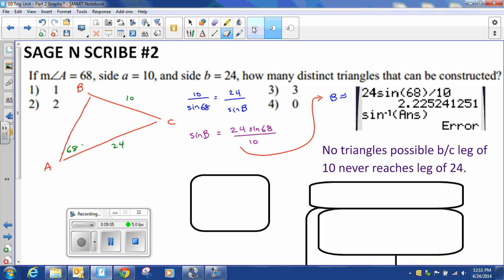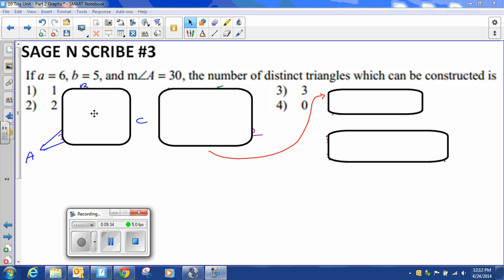Because if you think about it, if this were drawn to scale, 68 degrees, we are basically restricted. We cannot open up this angle or close this angle any smaller. This leg of 10 will never ever touch this leg of 24. No matter if you swivel it this way or swing it around this way, it'll never touch this. So therefore, we can never form a triangle.